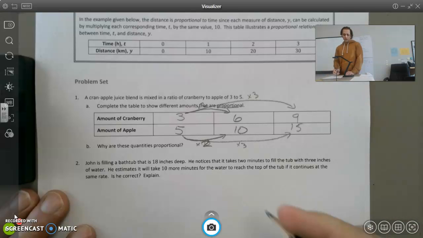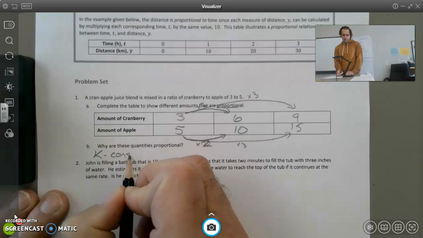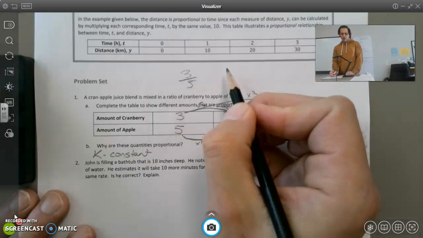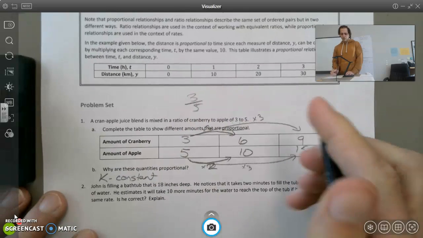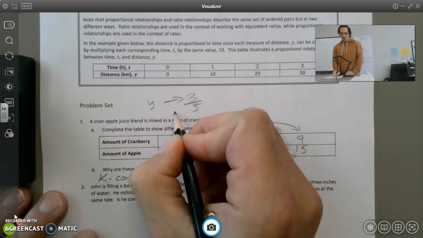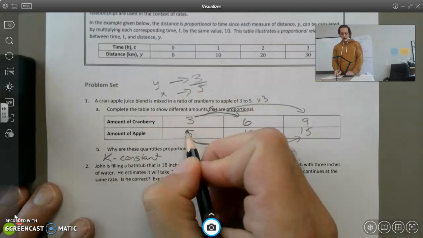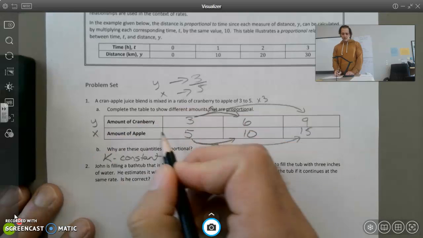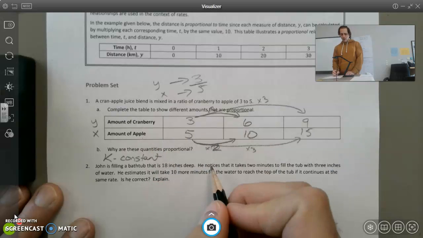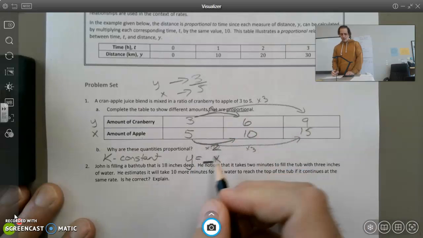Now we're at the point where we are asking why are they proportional, and we need to prove that there is some K, some constant. Given this ratio of 3 to 5, whenever we find our K value, our constant, we do that with the Y variable on top and the X variable on the bottom. Because of that, I'm going to label this Y and X. Cranberry is Y, apple is X. So what is the K value that I have to multiply X by in order to get Y?